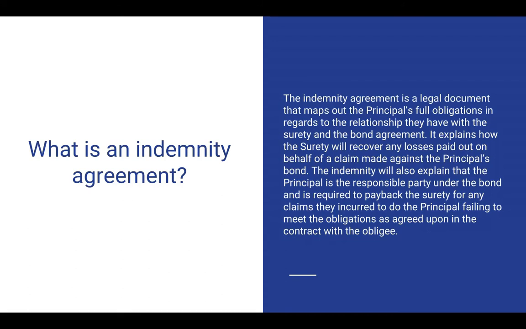What is an indemnity agreement? The indemnity agreement is a legal document that maps out the principal's full obligations in regards to the relationship they have with the surety and the bond agreement. It explains how the surety will recover any losses paid out on behalf of a claim made against the principal's bond. The indemnity will also explain that the principal is the responsible party under the bond and is required to pay the surety for any claims they incurred that have to do with the principal failing to meet the obligations as agreed upon in the contract with the obligee.